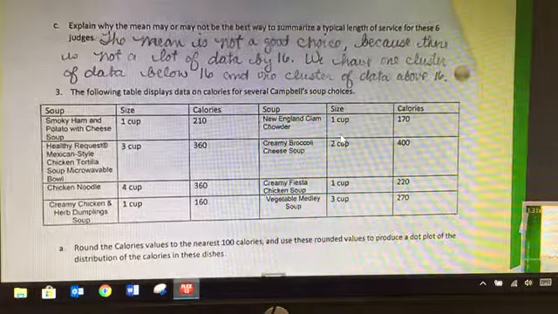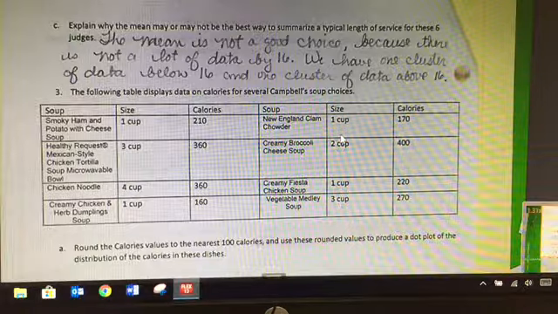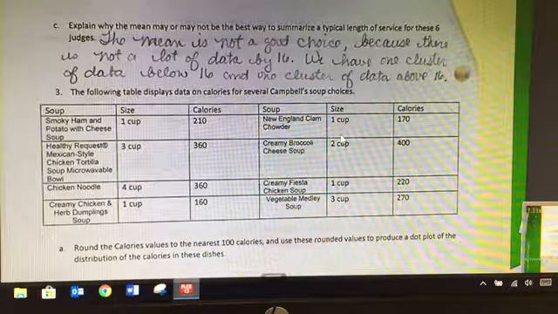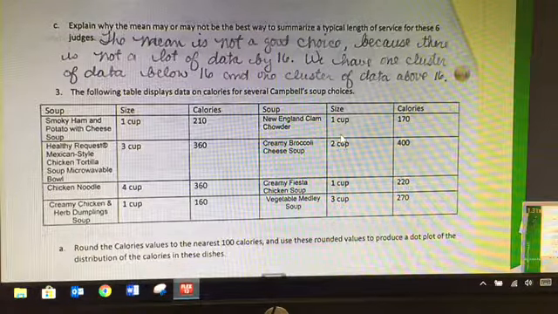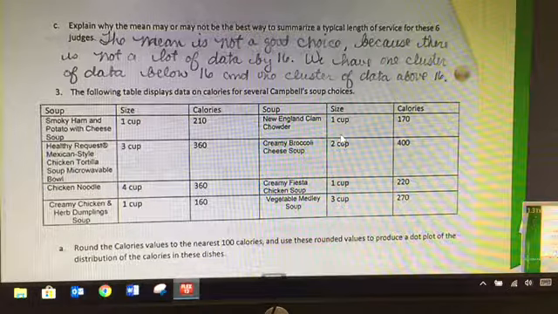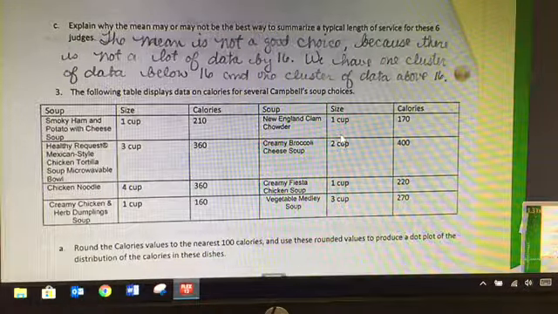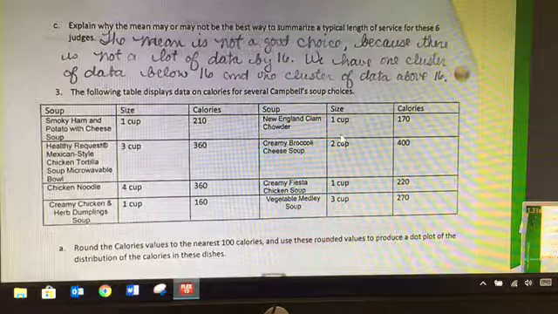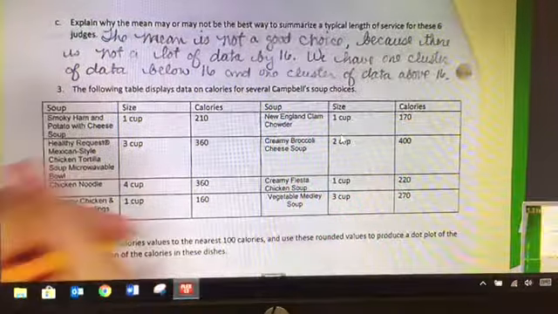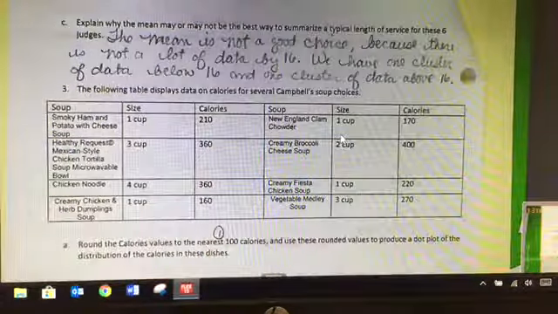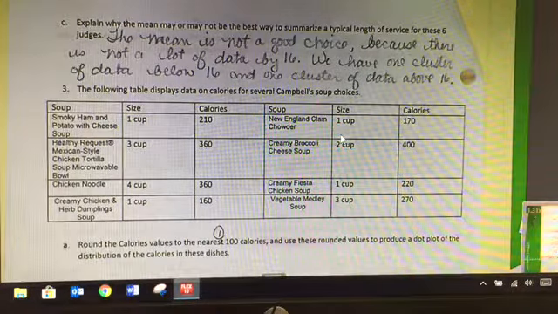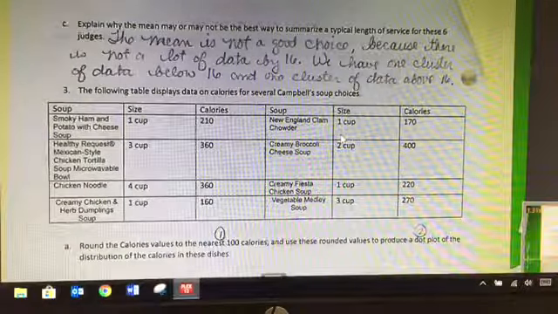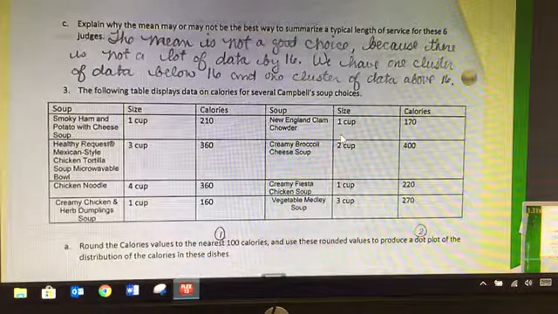The following table displays data on calories for several Campbell's soup choices. A says round the calorie values to the nearest 100 calories and use these rounded values to produce a dot plot of the distributions of the calories in these dishes. So what's step 1? Olivia? Yeah, you need to round the calories to the nearest 100 calories. Then your second task is to produce a dot plot. You're going to want to make sure you do both steps.